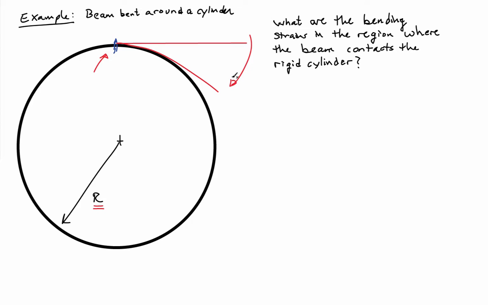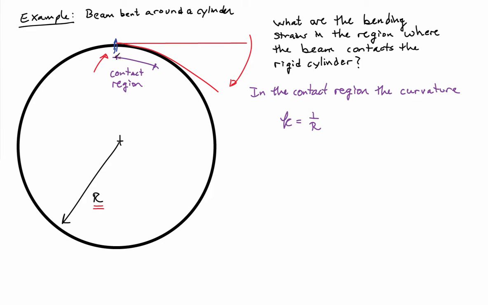And I'd like to determine what the bending strains are in the region where the beam contacts the rigid cylinder. So I have this contact region here where the beam is in contact with the cylinder, and I'd like to determine what the bending strains are there.